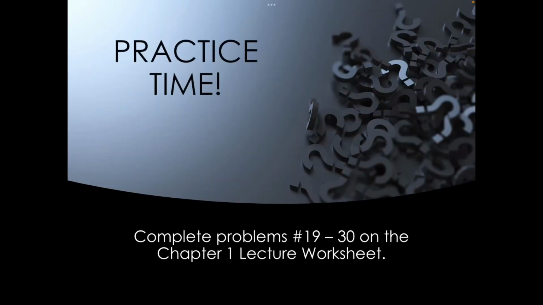Alrighty, now we're going to pause here and complete problems number 19 through 30 on the Chapter 1 lecture worksheet to work on all of this stuff with protons, neutrons, electrons, mass number, atomic number, all of that good stuff. So get really good at that, and we have a bit more to cover in Chapter 1 when you're ready to come back.